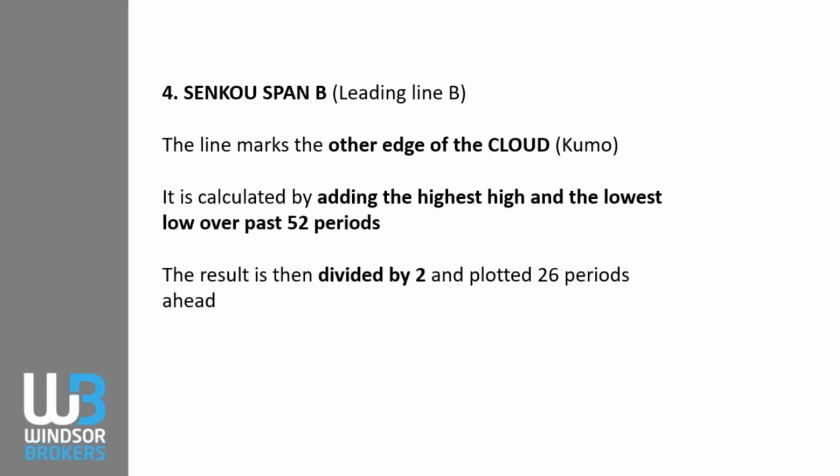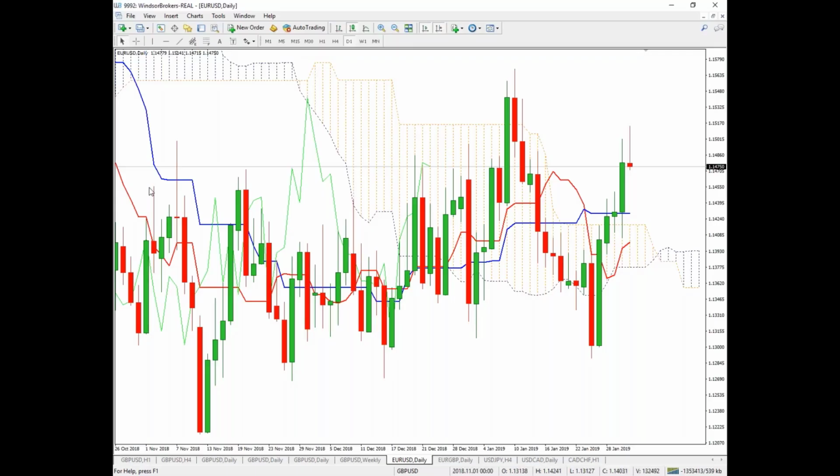Its calculation is different. It's calculated by adding the highest high and the lowest low over 52 periods, and then the result is divided by 2 and again plotted 26 periods ahead. So let's go back to our chart to show you how the cloud looks. We saw it already in our previous presentation. So this is the cloud, the one in color.